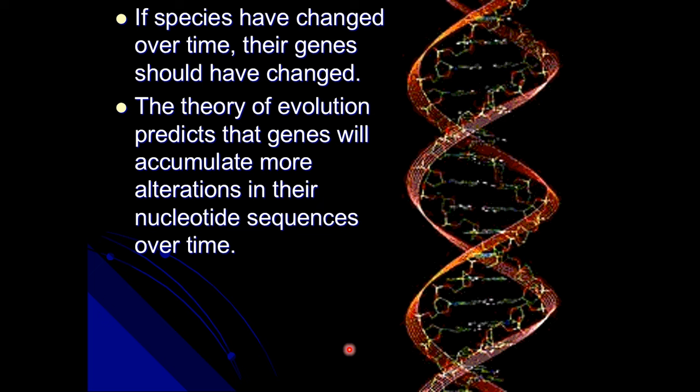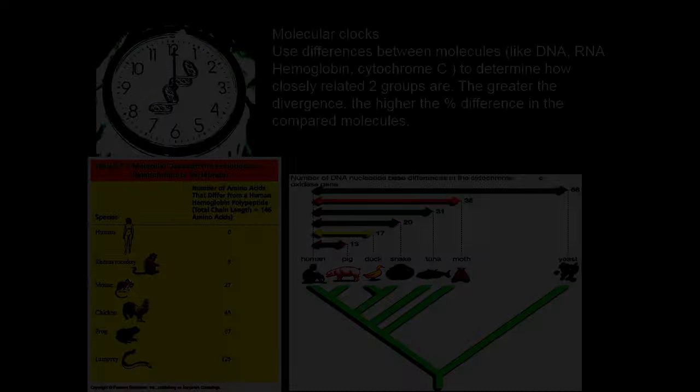So if species have changed over time, then their genes should have changed as well. So the theory of evolution predicts that genes will accumulate more alterations in their nucleotide sequences over time.